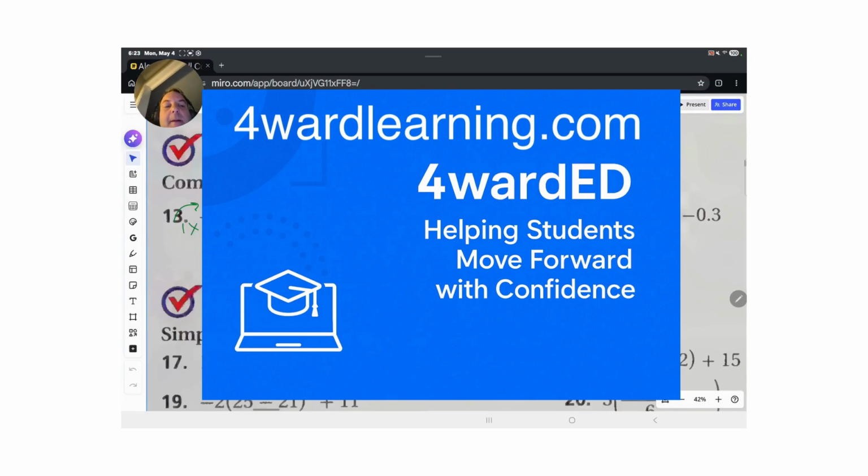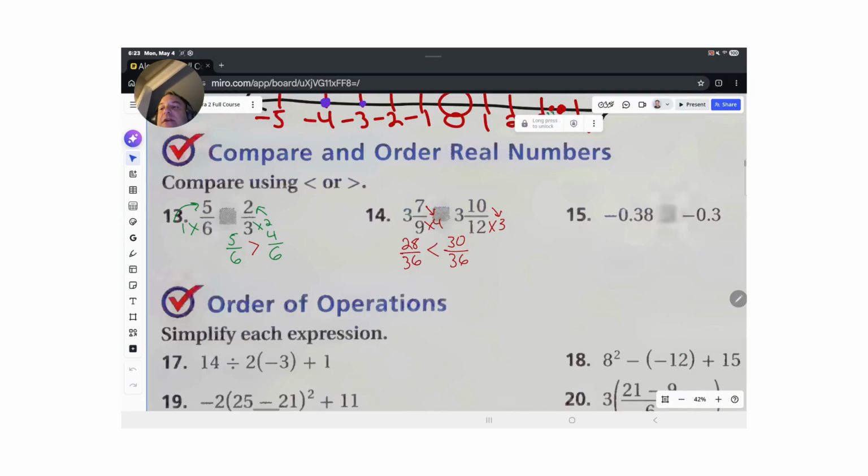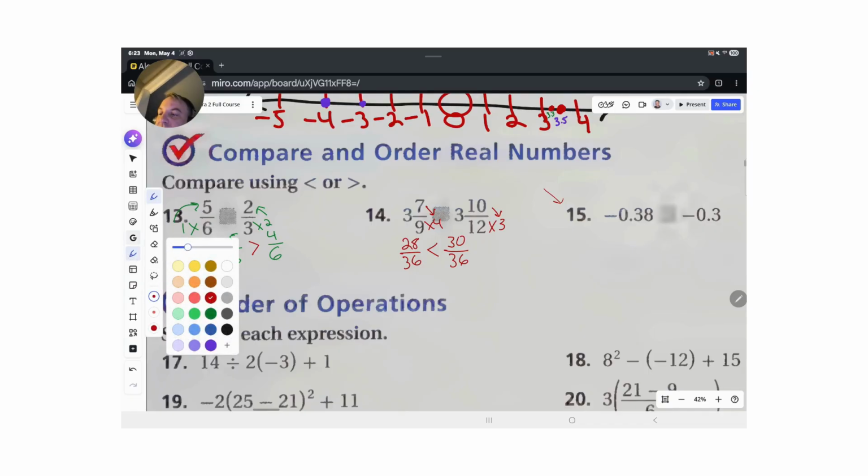All right, guys, we're going to jump back into our foundational skills for Algebra 2 before we jump into the first section of Chapter 1. This is Part 2. So let's take a look at number 15. This is where we are, 15.